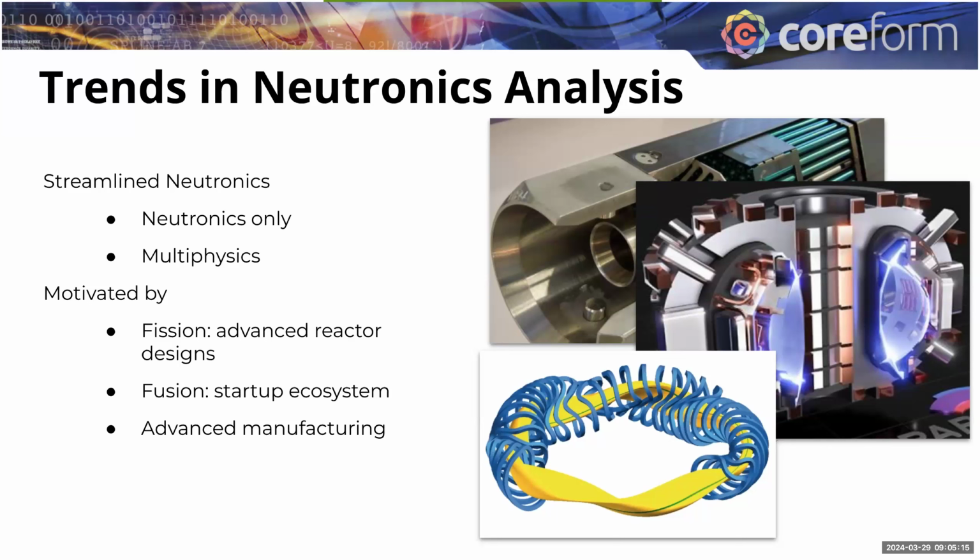In the fusion ecosystem, there are a lot of startup companies that would like to get up and running as quickly as possible. Having to duplicate a neutronics model in CSG, especially given the nature of the geometric complexity, like we see here on the right for a tokamak model or for a stellarator model, it's really valuable to be able to just go ahead and start running neutronics on your CAD model directly.